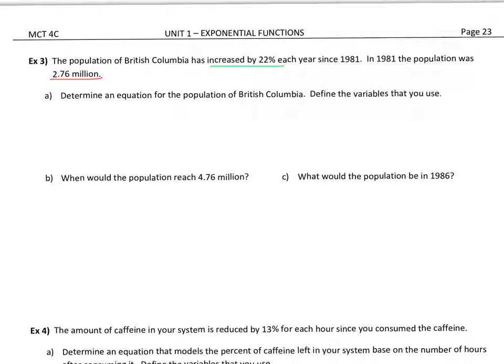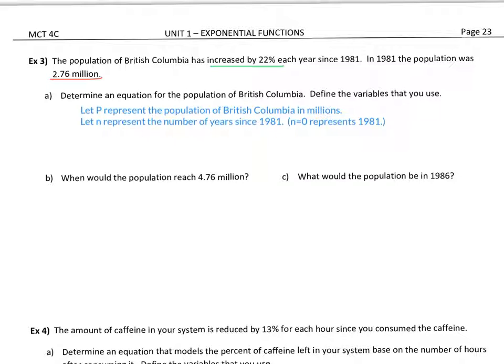So I'm just going to type in some let statements and create my equation here. Okay, so P is your population in millions, and N is the number of years since 1981. And I just clarified that as well, that N equals 0 represents 1981. So coming up with my equation then, I could look at using the population. P would equal 2.76, because population is in millions, so we can leave that as a 2.76. We're going to increase by 22%, so 1 plus 0.22. That's going to give us 1.22 to the exponent of n, where n is our number of years since 1981.